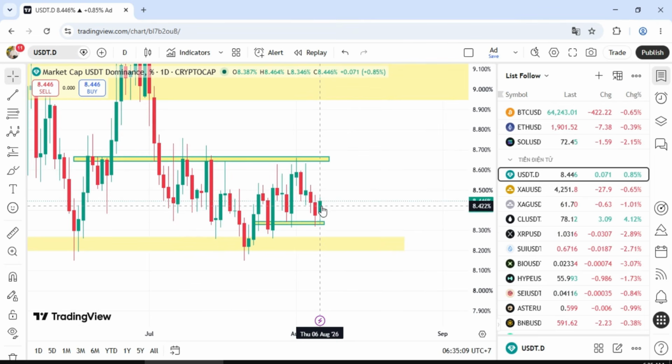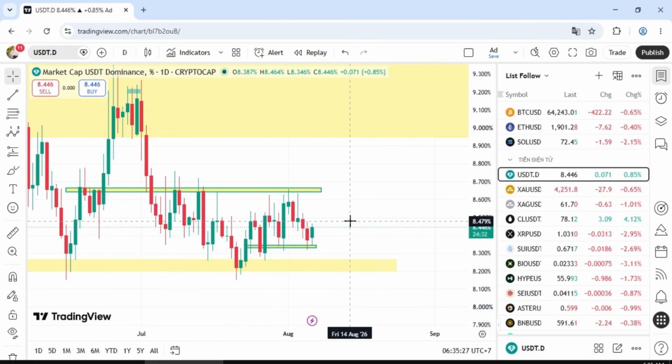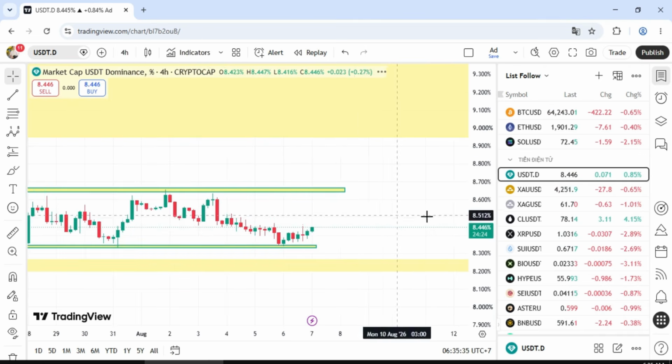And we see that as USDT.D, or the dollar's market share, is increasing, BTC is decreasing to the 64,240 region. Since the dollar's market share is trending upwards, it's highly likely that BTC will decrease this morning. Now let's continue observing the H4 chart to analyze further.